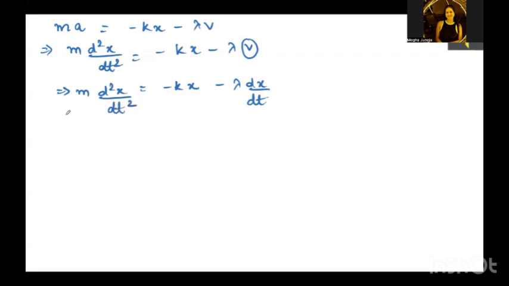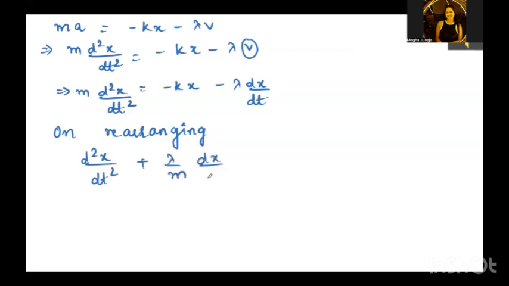अब यहाँ से, what we are going to do? On rearranging. If in case we are going to rearrange all these terms, so from here what we can say, d square x over dt square plus lambda over m dx over dt plus k over m x is equivalent to 0 itself.